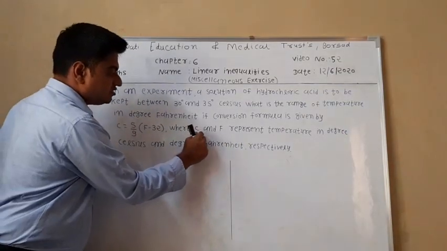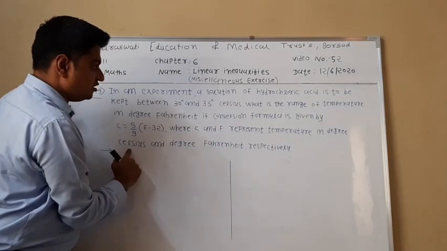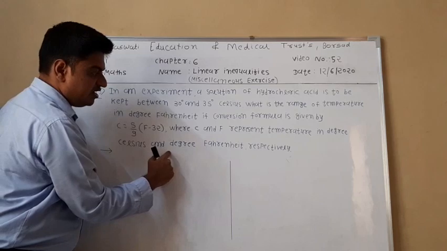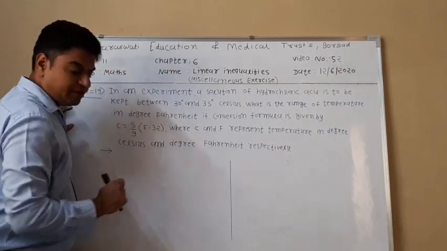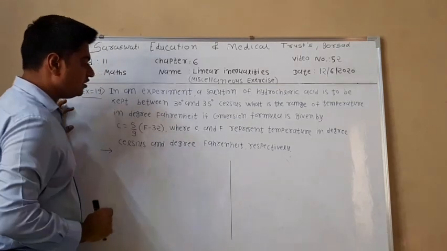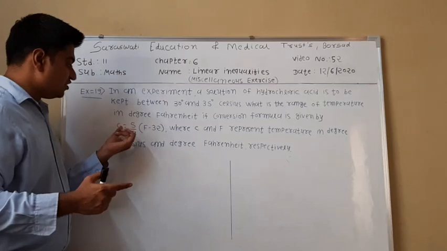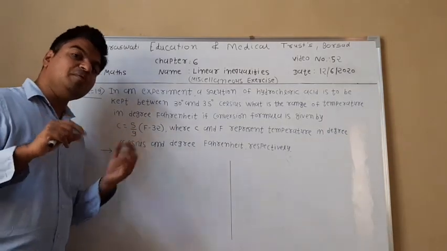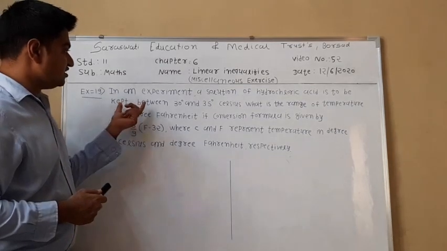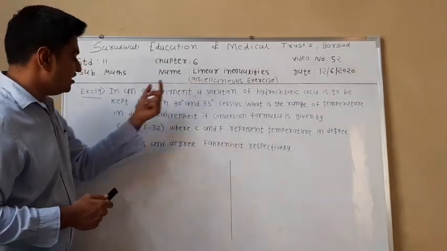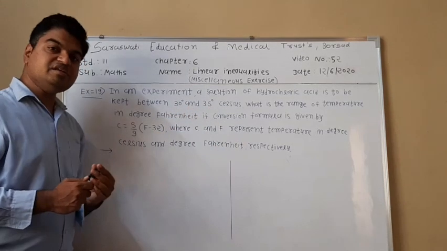What is the meaning of C? C means temperature in degrees Celsius, and F means temperature in degrees Fahrenheit. Now our question is to convert the equation from Celsius form into Fahrenheit form. Here the condition is given: hydrochloric acid is to be kept between 30 degrees and 35 degrees Celsius.